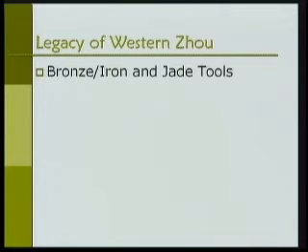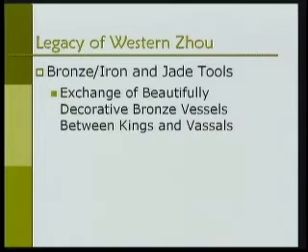Bronze and iron and jade tools would be made. Beautiful stuff, beautiful stuff. Bronze and iron and jade tools. And these tools or these products would be exchanged. These were beautifully decorative. Bronze vessels would be exchanged between the kings and the vassals. Vassals being the landlords. Kings and vassals, kings and his landlords. The two terms are pronounced almost the same. Vessels are items, pots, and drinking pots, for example, and vassal means landlords.